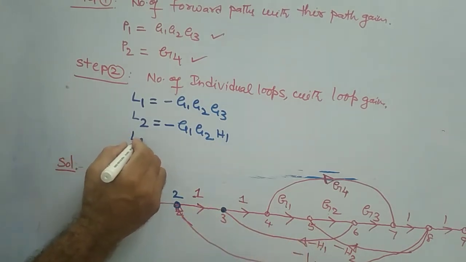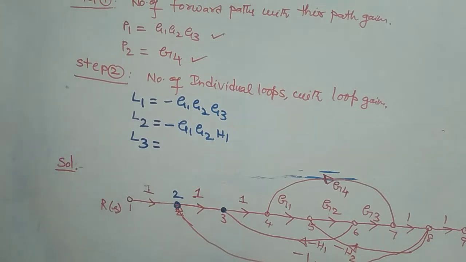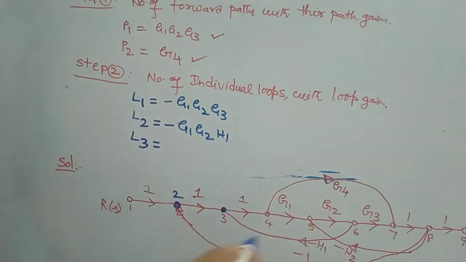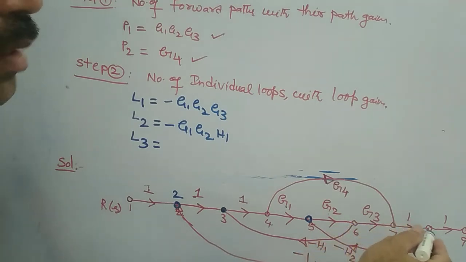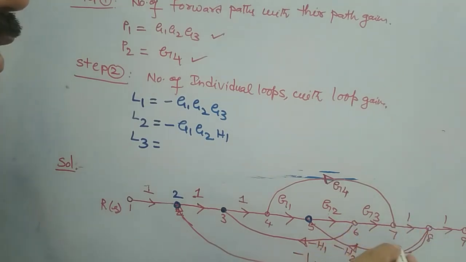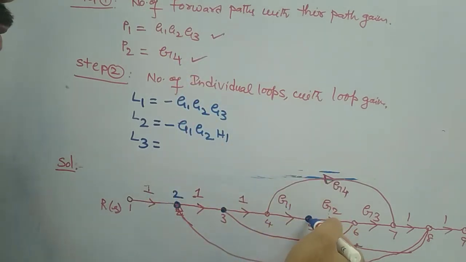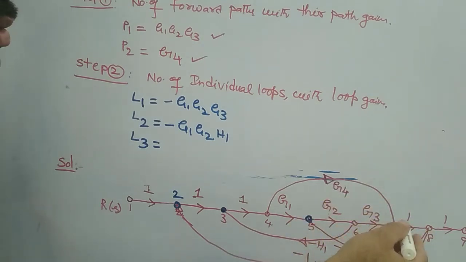Then, is there any other? Yes, you have one more also, loop 3. What is loop 3 here? Now start from node 5. Let us consider node 5. From node 5, if you start, the arrow mark is going in the forward direction up to 7 and then up to 8. From 8 it is coming back and reaching your node 5. Understood? From 5 to 8, 8 to 5 again, what are the gains available on that path? G2, G3 and H2.